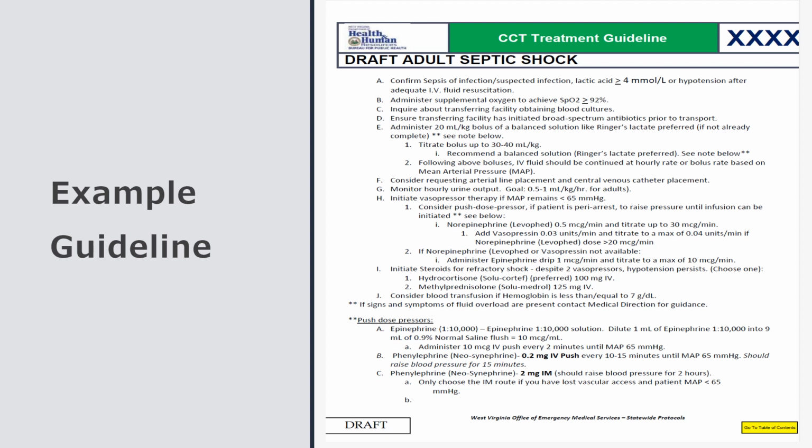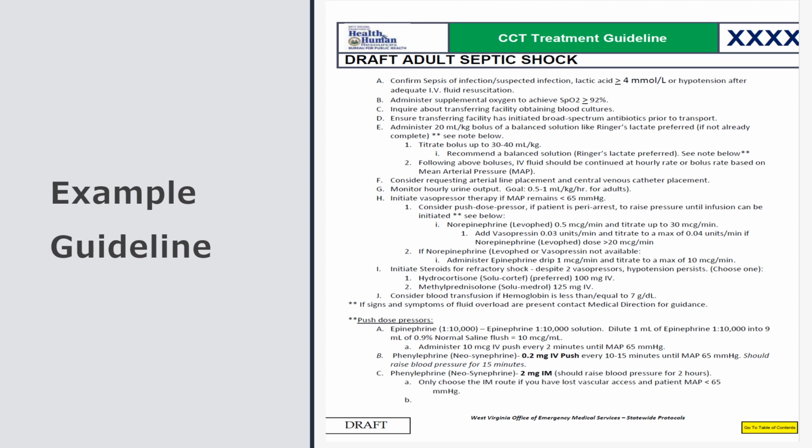This is a CCT treatment guideline draft for adult septic shock. This is put up here as an example guideline because subsequent slides are going to show you the flow charts. For adult septic shock: A, confirmed sepsis or suspected infection with a lactic acid level greater than 4, or hypotension after adequate IV fluid resuscitation.